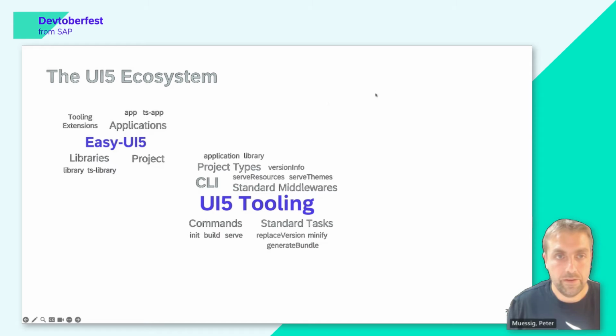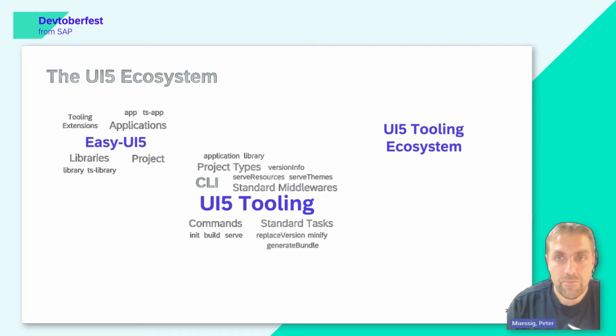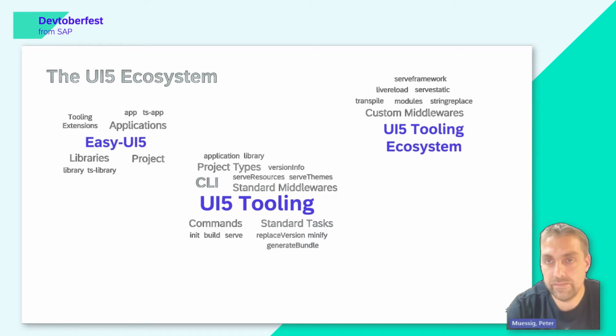Okay. So let's go back to the slide. Next to the EasyUI5 generator, which helps you to kickstart your development locally, a very important piece of the whole development experience is the UI5 tooling ecosystem. These are the things built by the community which enhance the UI5 tooling with custom middlewares. And there are a lot of custom middlewares available in the meantime.